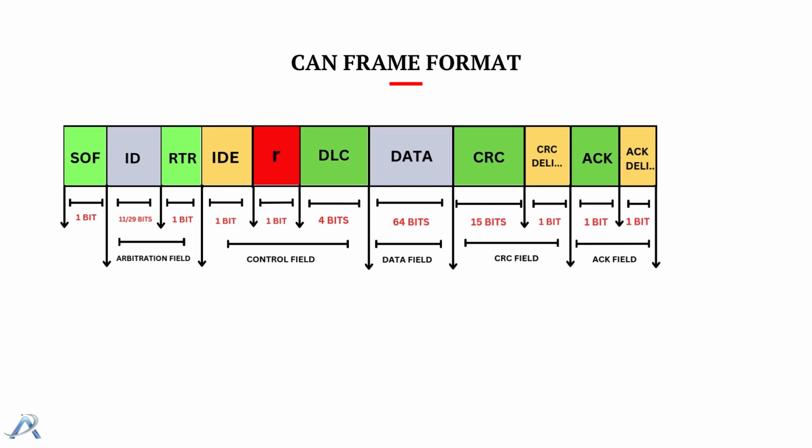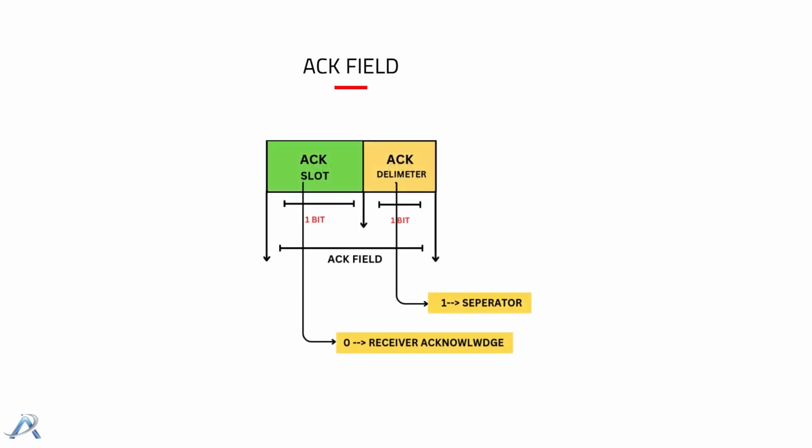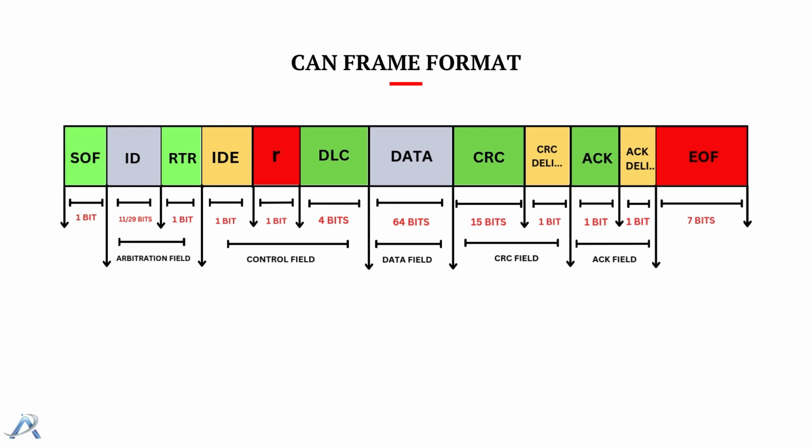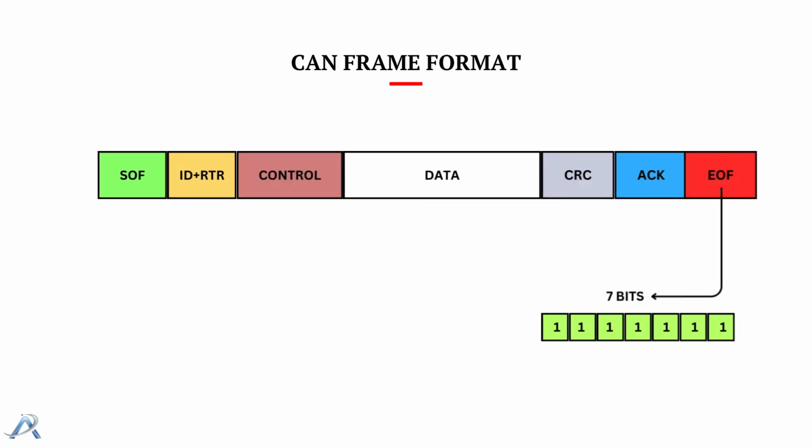Next is the acknowledgement field. This 2-bit field includes an acknowledgement slot, where receivers acknowledge a correctly received frame by sending a dominant bit, and an acknowledgement delimiter, a recessive bit separating the acknowledgement slot from the next field. After that, we have the end of frame. This field is 7 bits long and consists entirely of recessive bits, indicating the conclusion of the frame.